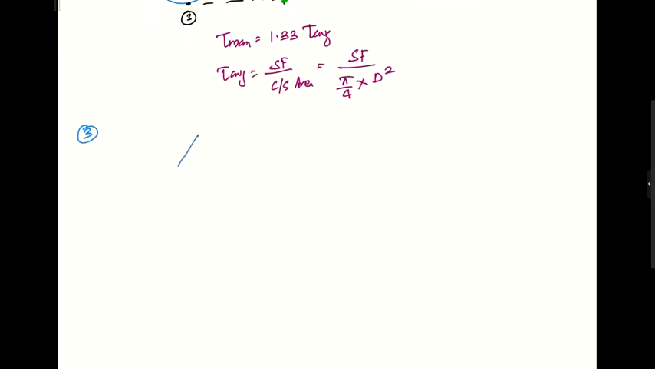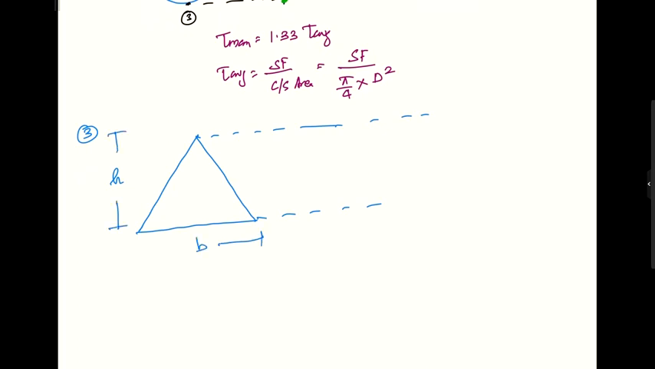You are having an isosceles triangle as a beam section. Can you tell me, this is having h height and b width. With respect to the y axis, where will be the centroid of the section? The centroid of the region.